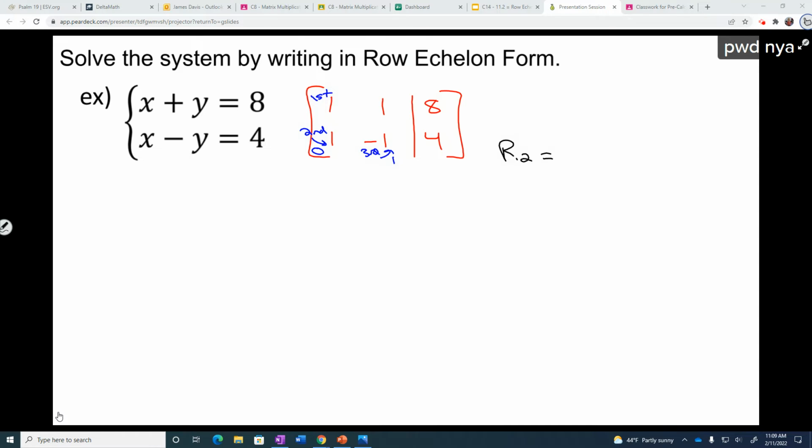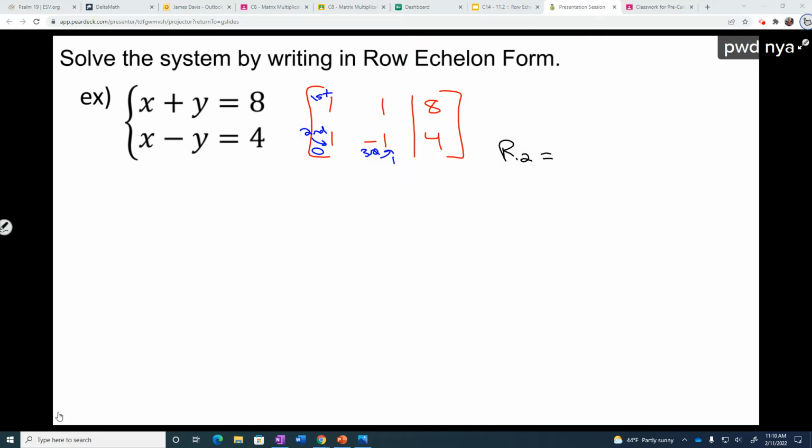R2 equals. Anybody have an idea how we could get that to be a 0? Mario. Say that again. Okay, well you're not allowed to add and subtract numbers. Yeah? Okay, yeah, essentially that, right.